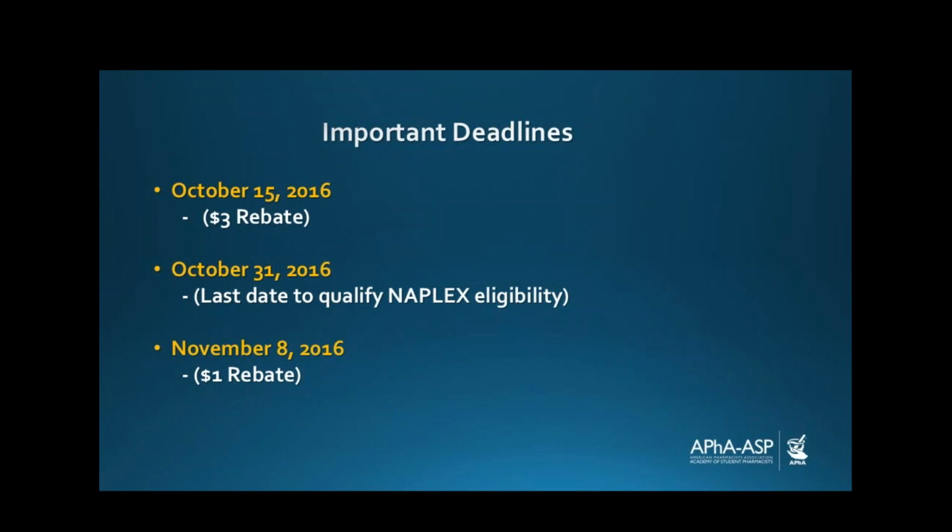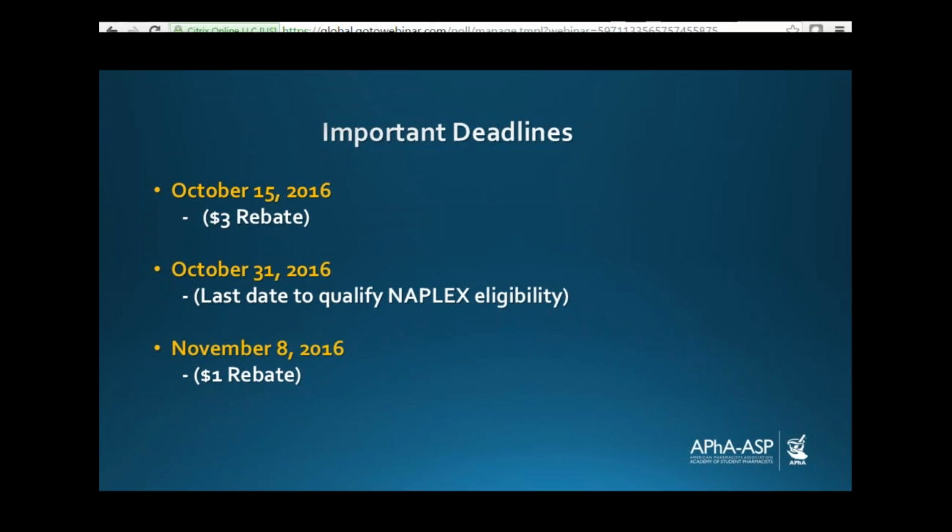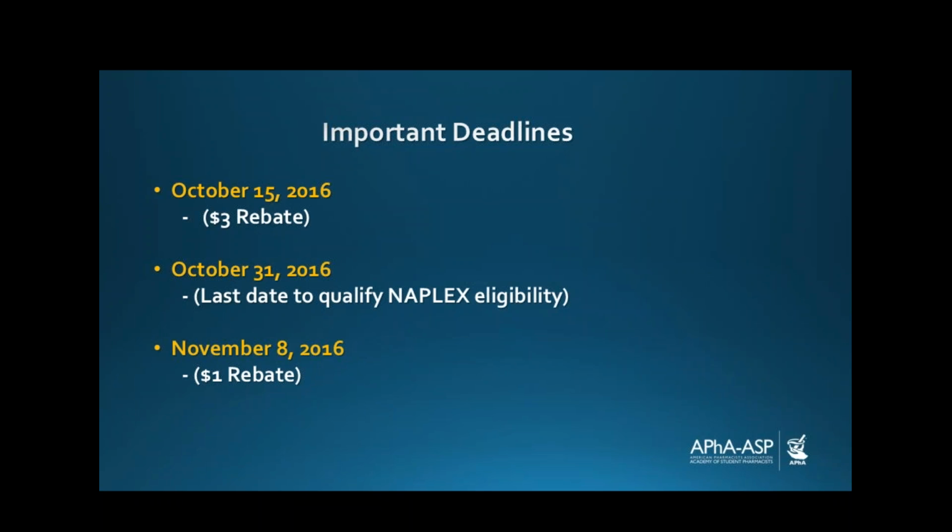$1 per student that you enroll by November 8th. So between October 16th and November 8th, you'll get $1 back per student that you enroll. But everything must be postmarked by this date if you use your forms. If you enroll students online, they would have to be enrolled by midnight on October 15th or November 8th. Also, the October 31st deadline that I just discussed is the last day for your final year students to qualify for the NAPLEX eligibility.